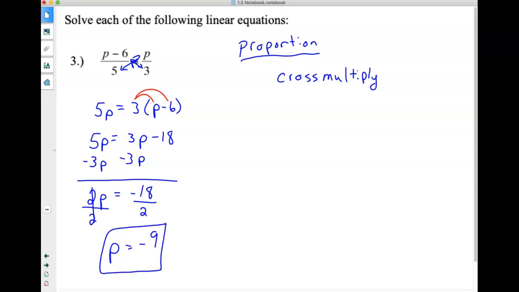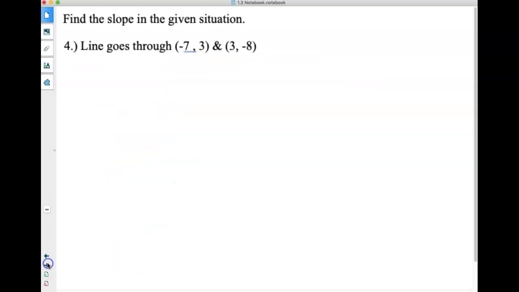And remember, you can always take that value for p, plug it back into the original equation, and you should get a true statement. Next thing we're going to run into here is, because we're talking about linear equations, slope is a big part of lines, okay? When you get into upper level math, into calculus, you're going to find out slope is a huge part of curves as well. They have it too, but we're going to find the slope in the given situation.